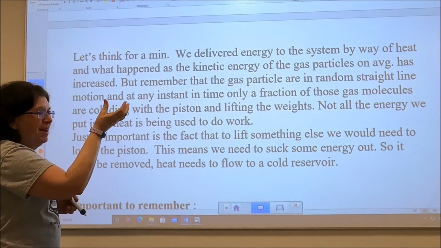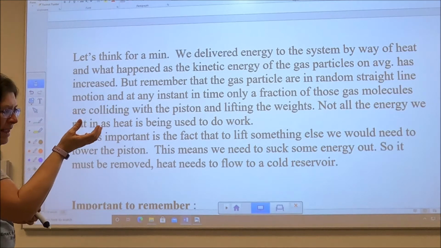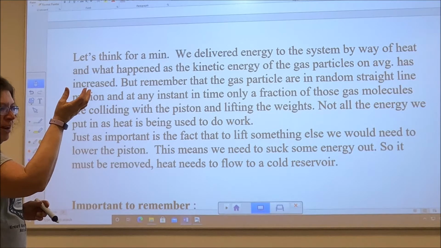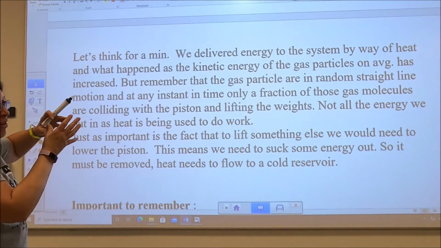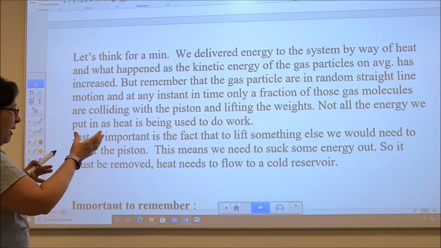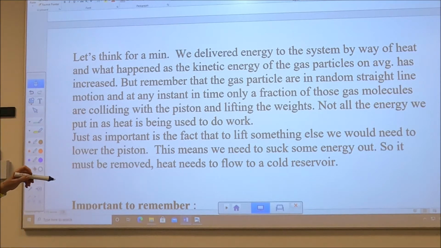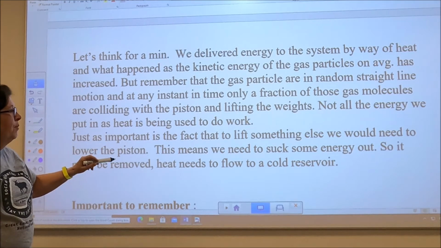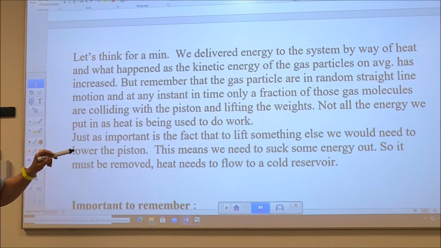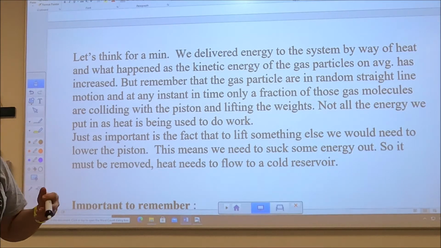So how much work I can get out, how much lifting, is going to depend on the surface area of the piston compared with the walls and the bottom, and as it changes, it changes. So an important fact here to remember is, as we're getting ready to lift, we can't access all of the energy to lift because not all the particles are moving in the same direction at the same time.